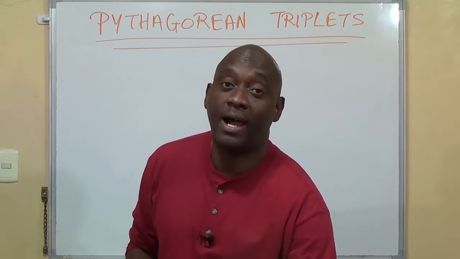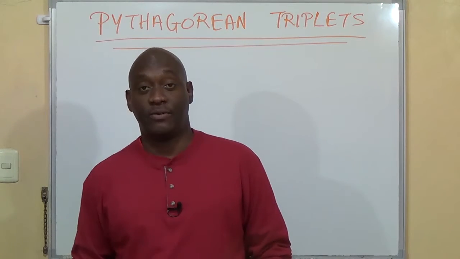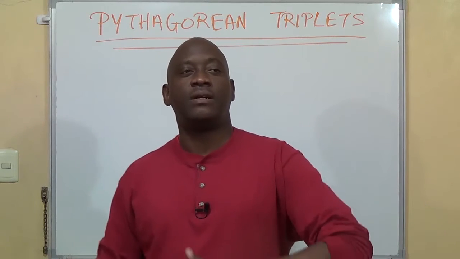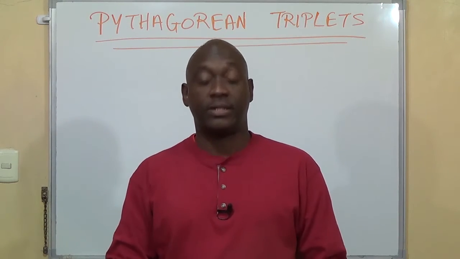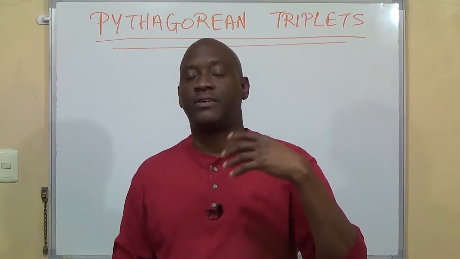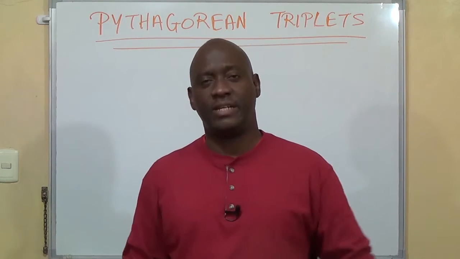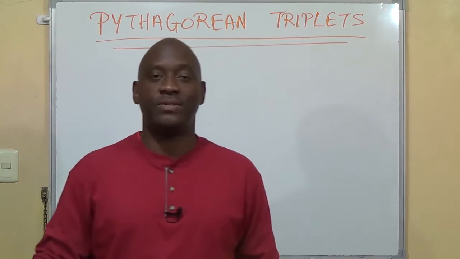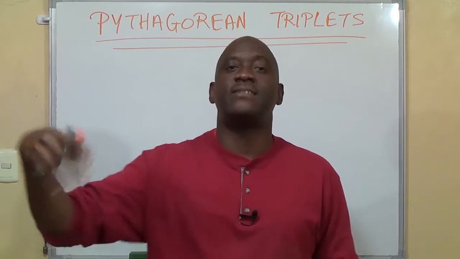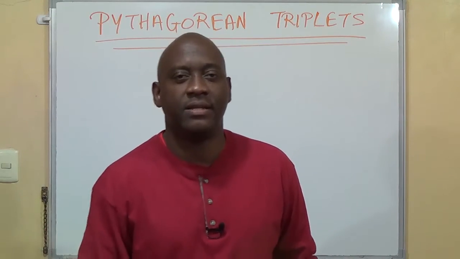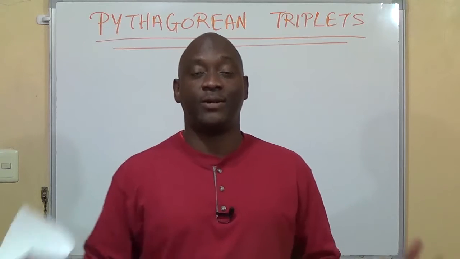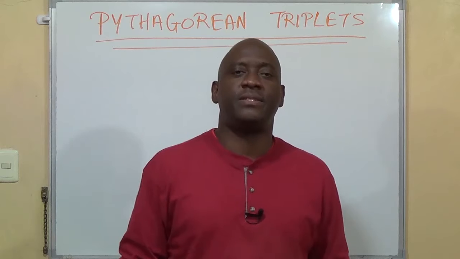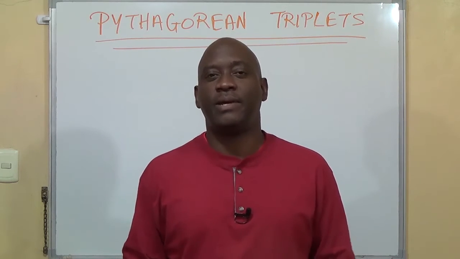So, examples of Pythagorean triplets. Now, there are an infinite number of Pythagorean triplets. You could continue discovering Pythagorean triplets as long as you care to go on. In other words, as the numbers get larger, it just never ends. You keep going and going, and get Pythagorean triplets with larger and larger numbers.